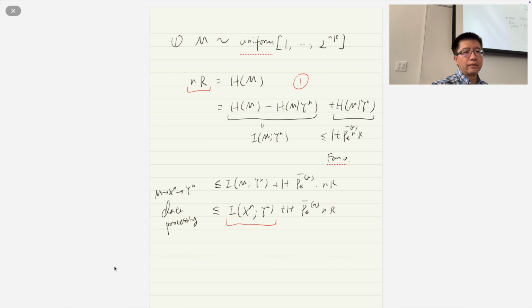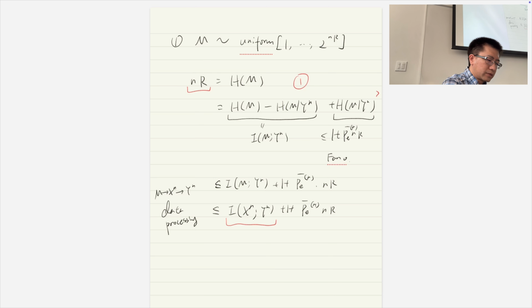Here the reason we can write equal is basically because M is uniformly distributed, right? If M is not uniformly distributed, we have a lower bound here, right? This guy will be bigger than or equal to H(M), which is not what we want. We want less than, right? Therefore, we have to make this assumption. Okay, this is the first step.